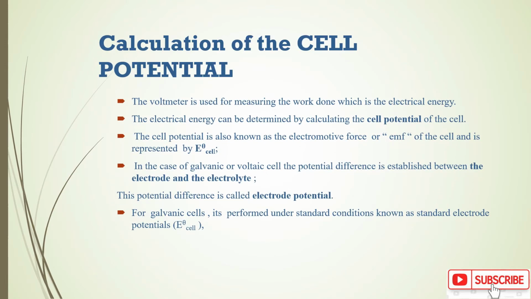Then also, to calculate the cell potential for today, it is important to know that the voltmeter is used for measuring the work done, which is the electrical energy. The electrical energy can be determined by calculating the cell potential of the cell. The cell potential is also known as electromotive force or EMF of the cell, and is represented by E standard cell, E with a superscript standard and subscript cell.